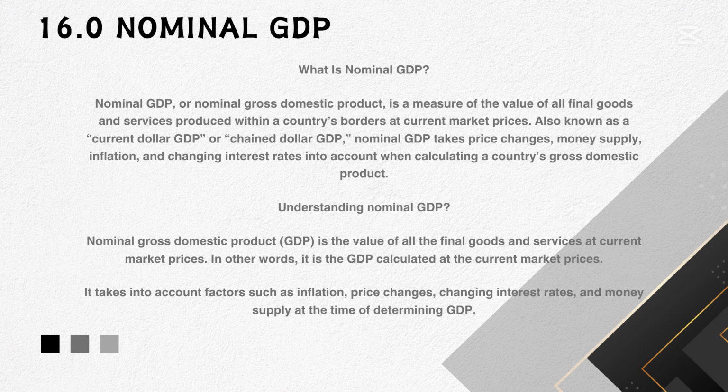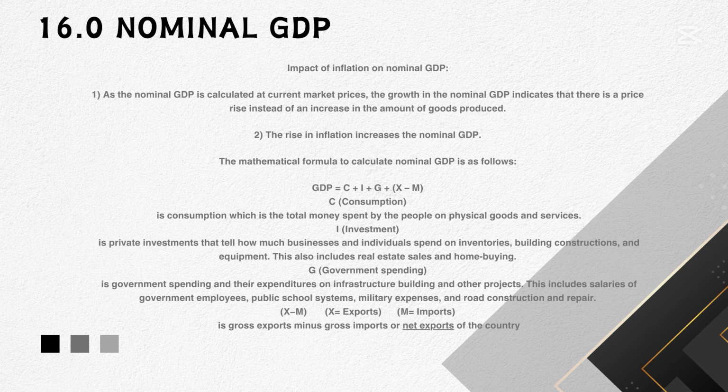Nominal gross domestic product, GDP, is the value of all the final goods and services at the current market price. In other words, it is the GDP calculated at the current market price. It takes into account factors such as inflation, price change, changing interest rate, and money supply at the time of determining GDP. Impact of inflation on nominal GDP.